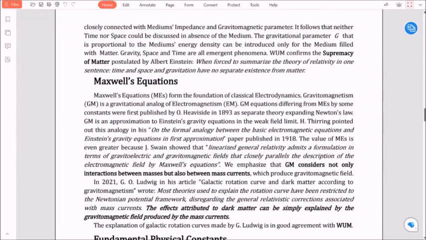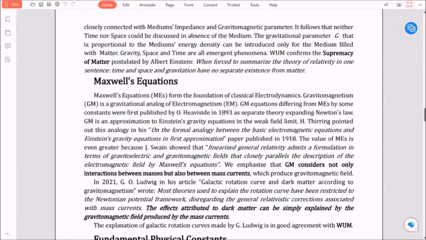The value of Maxwell equations is even greater because Sciama showed that linearized general relativity admits a formulation in terms of gravitoelectric and gravitomagnetic fields that closely parallels the description of the electromagnetic field by Maxwell equations. We emphasize that gravitomagnetism considers not only interactions between masses, but also between mass currents, which produce a gravitomagnetic field.